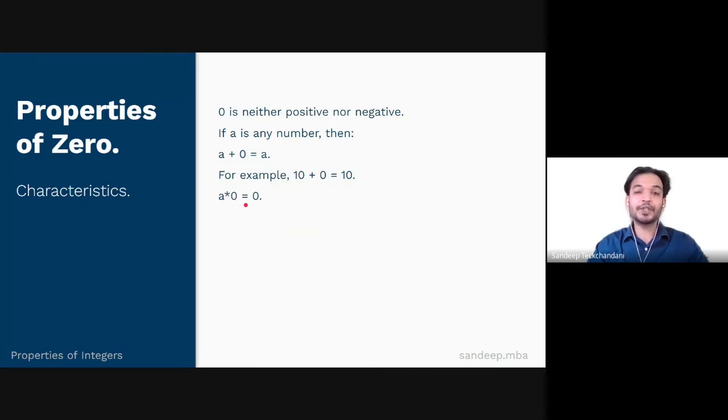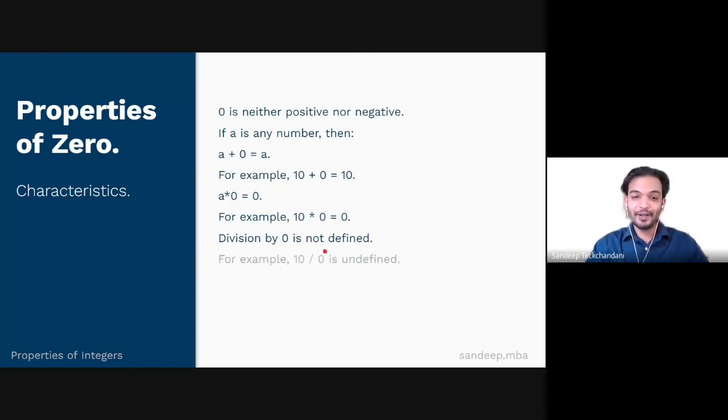A times 0 is nothing but 0. For example, 10 times 0 will give you nothing but 0. Division by 0 is not defined. For example, 10 divided by 0 is undefined.